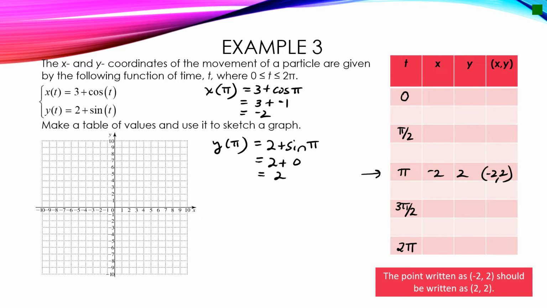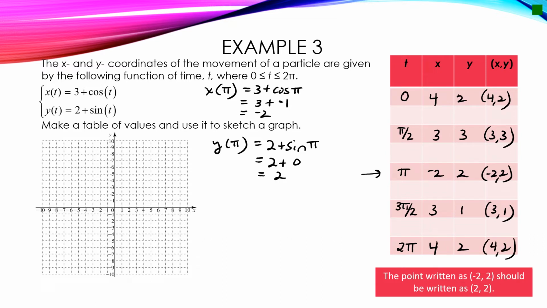So go ahead, pause the video, fill in the rest of these points, and then we'll plot them together. All right, so for time equals 0, I got the ordered pair 4, 2. For pi over 2, I got the ordered pair 3, 3. For 3 pi over 2, I got the ordered pair 3, 1. And for 2 pi, I got 4 and 2. So it looks like I wind my way back.